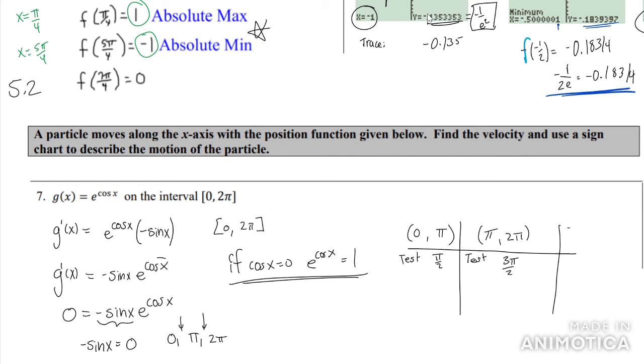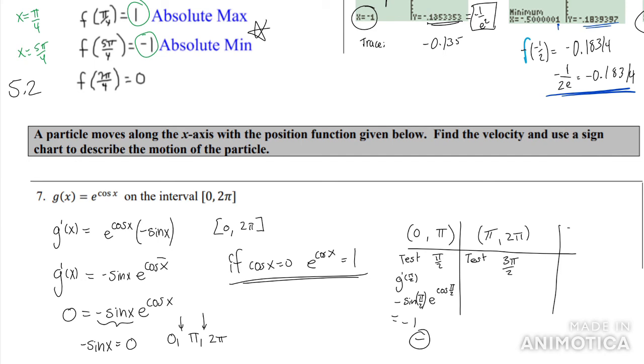So I have g prime of pi by 2. So I have minus sine of pi by 2, and then e to the cosine of pi by 2. Well, cos of pi by 2 is equal to 0, so this just goes to 1, and sine of pi by 2 is positive 1, so this is equal to -1. So I'm looking at the sign, it is negative.